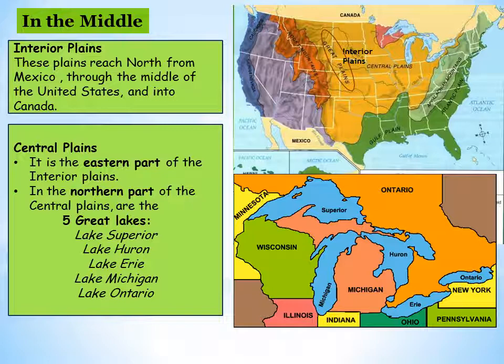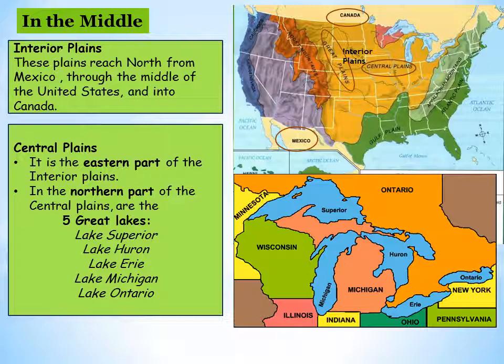And these plains, grade 4, reach north from Mexico through the middle of the United States and into Canada. The eastern part of the interior plains is known as the Central Plains. The Appalachian Mountains are in the east, and the Central Plains are in the west part of them. Here you see wide rivers, grassy hills, and forest. And in the northern part of the Central Plains are the Great Lakes.